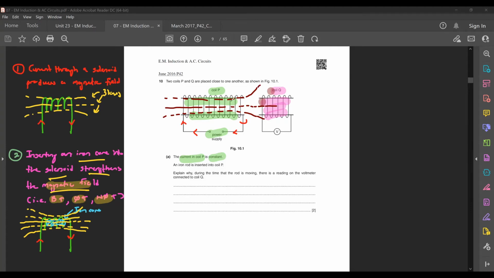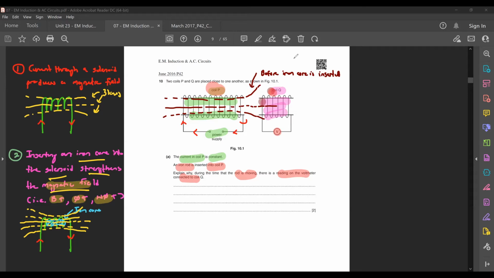So what the question is asking is, why is it that when you insert an iron rod into core P, there's a reading on the voltmeter connected to core Q when you move the rod? Let's look at the current diagram. The reddish, brownish lines here represent the magnetic flux before the iron core is inserted.